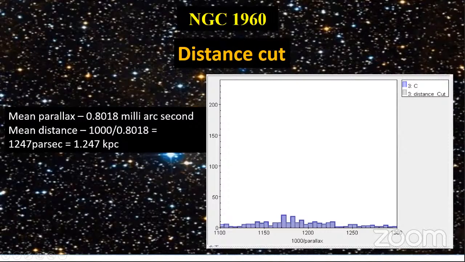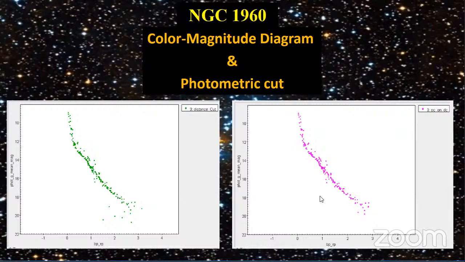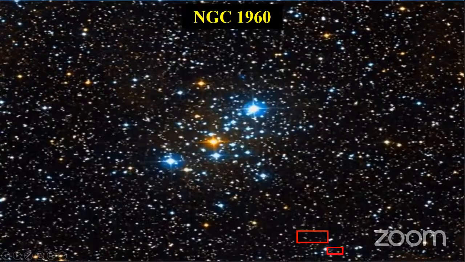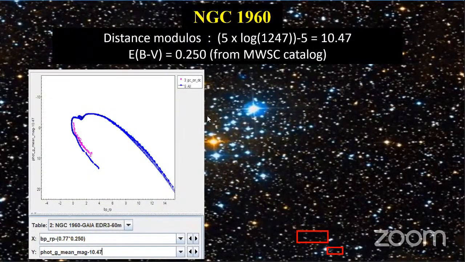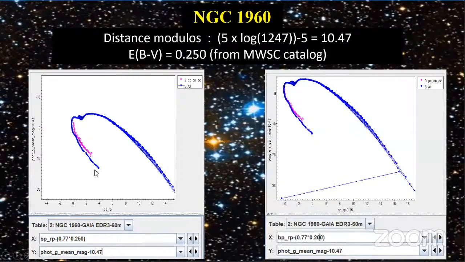Then I did the photometric cut and the distance cut, and finally got this nice data. I fitted it with the isochrone file, using the distance modulus and the reddening value. You can see it almost fits on the first attempt, and with just a little bit of tweaking, we fitted over the isochrone data.